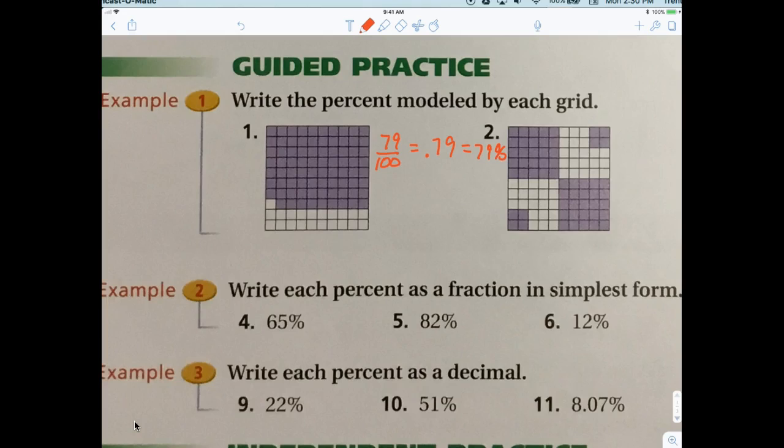And if I take 79 and divide it by 100, I will get what decimal? 0.79. Now we know the new topic. If I say 79 out of 100, that's the same as what? 79%. All right? So now I want everybody to take a look at number 2.